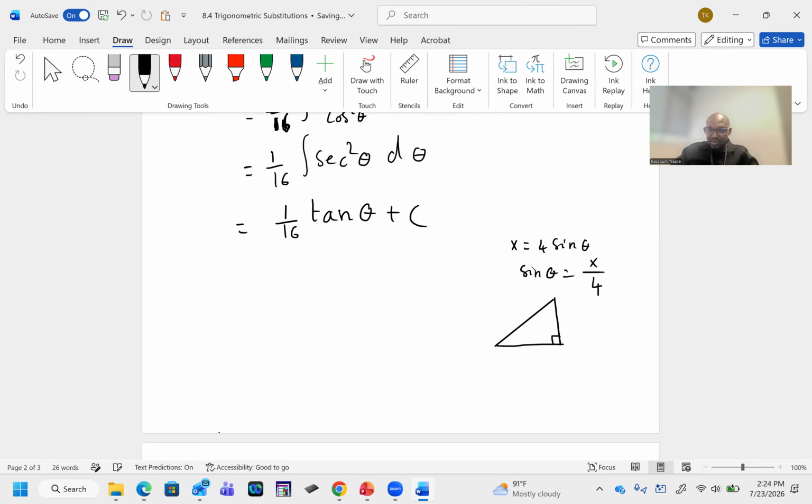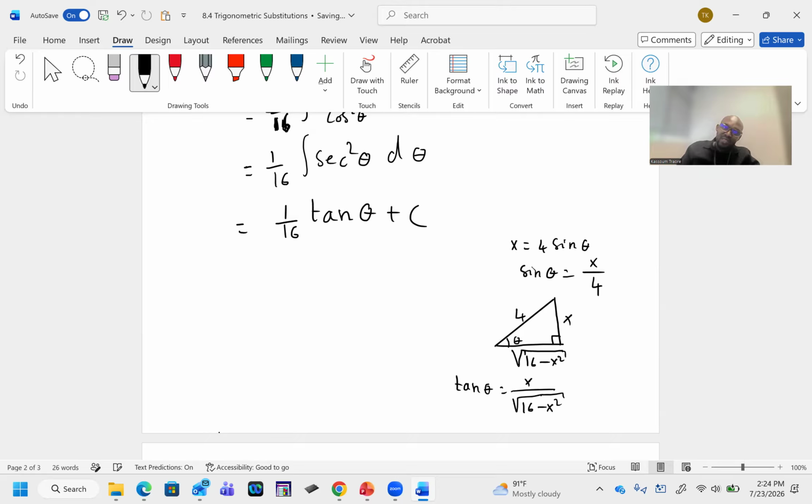By writing my right triangle, because I have to write back in terms of x. If this is theta, theta is opposite divided by hypotenuse. So in that case, adjacent will become square root of 16 minus x squared, right? So we have tangent theta, which will be opposite divided by adjacent, so x divided by square root of 16 minus x squared.